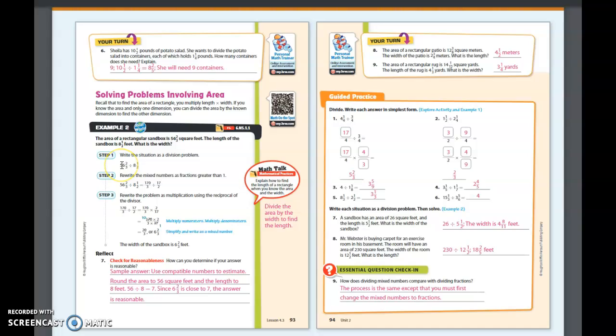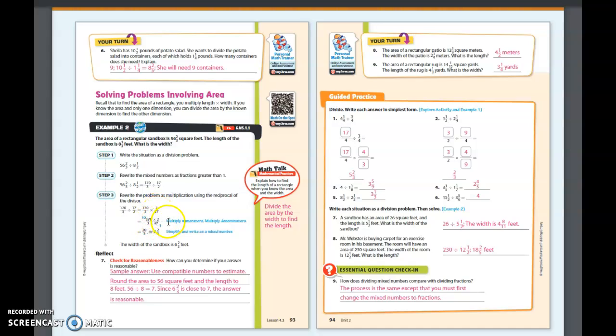So I can take the total area and divide it by the length, and I can then get the width. So again, I would rewrite this problem now as mixed numbers. Remember, I'm going to do 56 times the denominator plus the numerator and put it on top, which is why I get 170 over 3. And then on the other side, 8 times 2 plus 1 will give me 17 over 2. Now I'm going to rewrite the problem as a multiplication using the reciprocal as the divisor. So I've got 170 over 3, divided by 17 over 2. So I'm going to rewrite 170 over 3, change the sign to a multiplication sign, and flip the reciprocal to make it 2 over 17.